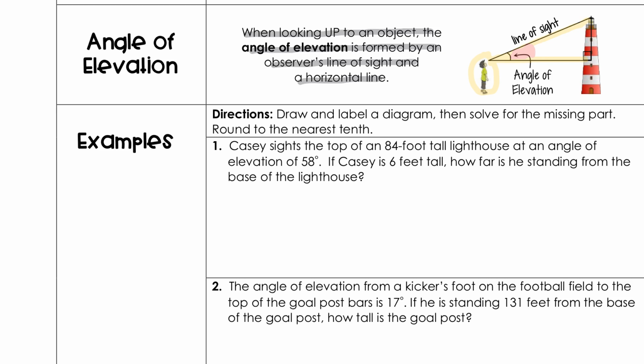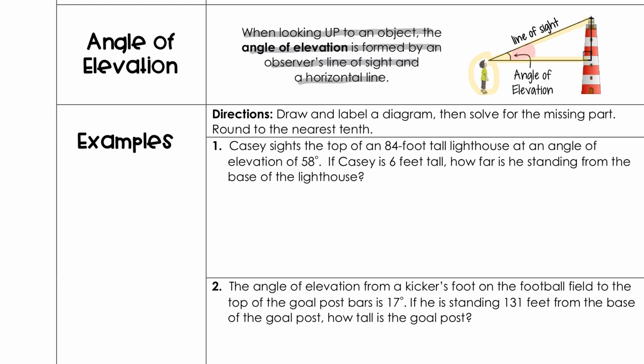Now, I like to look at angle of elevation and depression as simply a real life word problem for trig: sine, cosine, and tangent. So let's look at example 1. Draw and label a diagram, then solve for the missing part. Round our answers to the nearest tenth. Casey sights the top of an 84-foot tall lighthouse at an angle of elevation of 58 degrees. If Casey is 6 feet tall, how far is he standing from the base of the lighthouse?